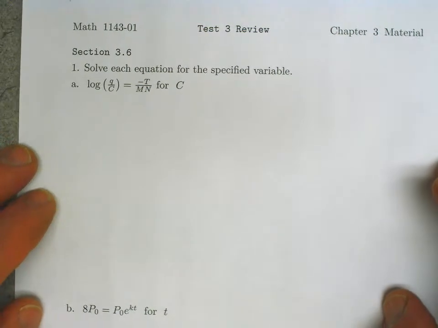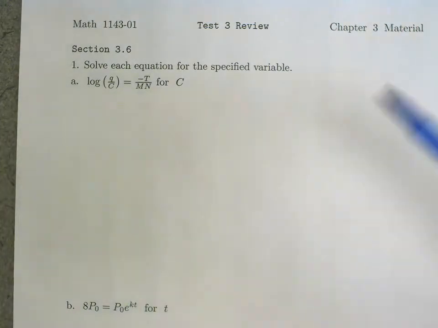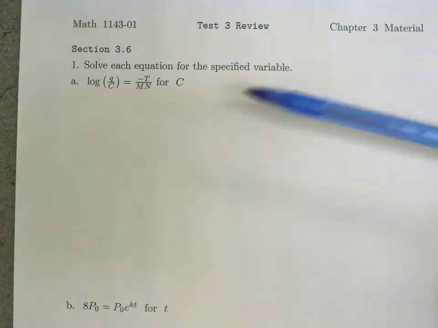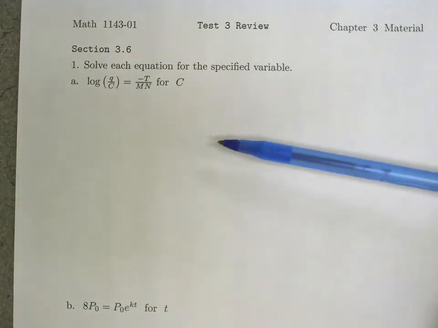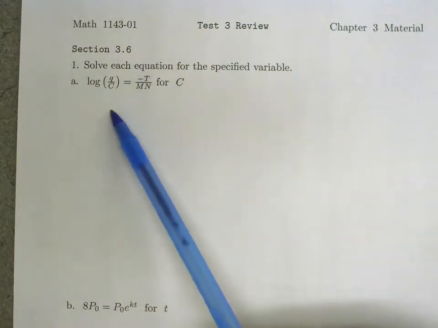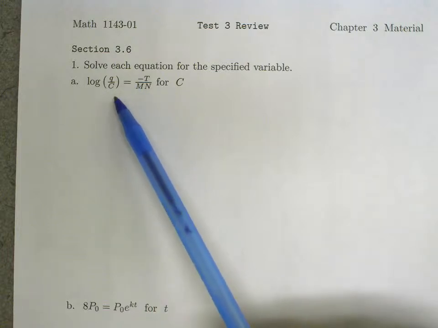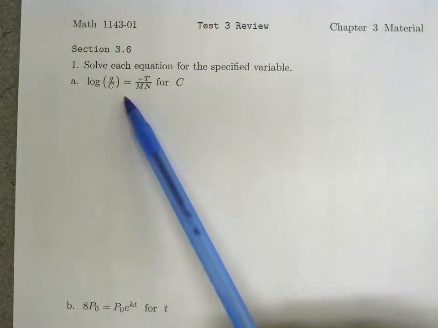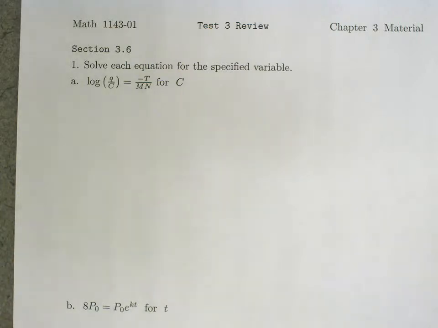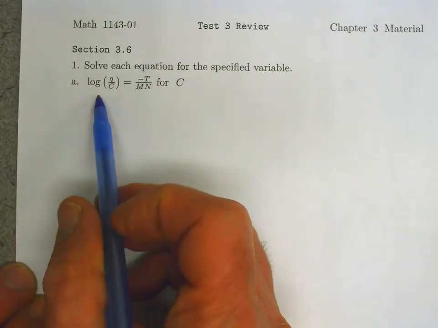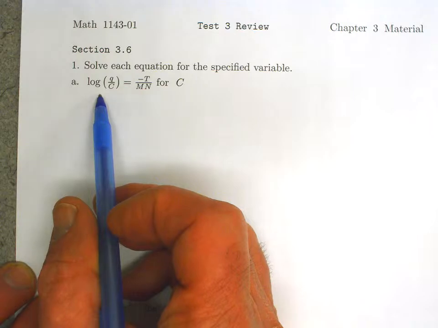In section 3.6, we have some what are called literal equations to solve. Solve this equation for c. So we have the base 10 logarithm of q divided by capital C equals negative t over m times n. Solve this for c. C is inside the argument of this base 10 logarithm.